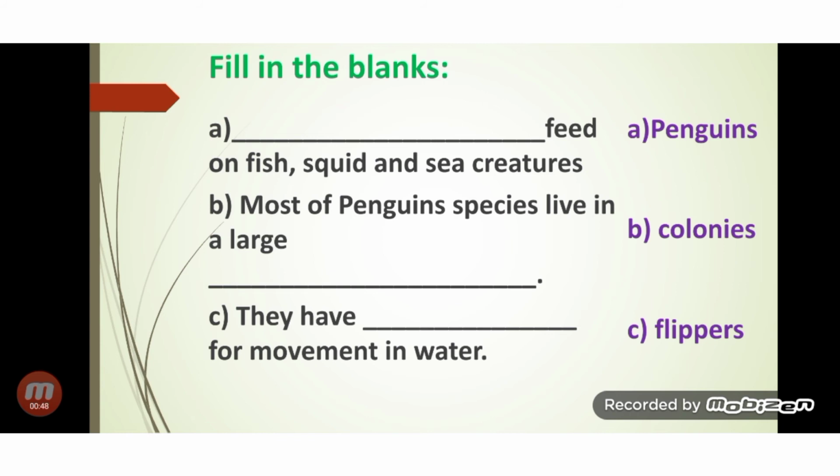B. Most penguin species live in a large dash. So according to the text, the correct answer will be colonies. So most penguin species live in large colonies. C. They have dash for movement in water. So the answer will be flippers. They have flippers for movement in water. Students, in this way you have to find out the answer from the text. Okay.